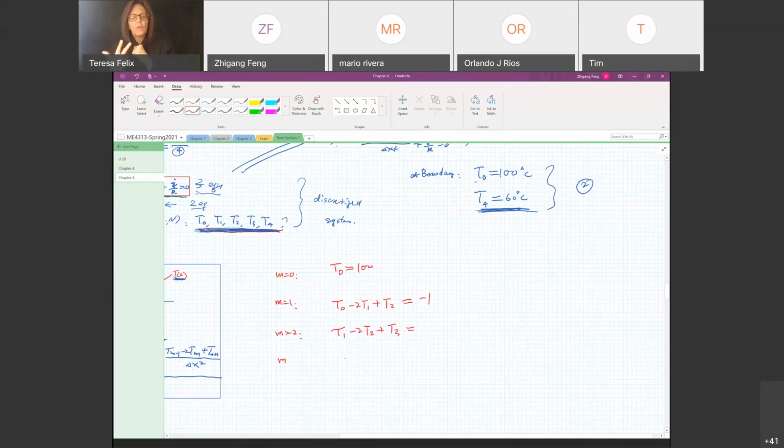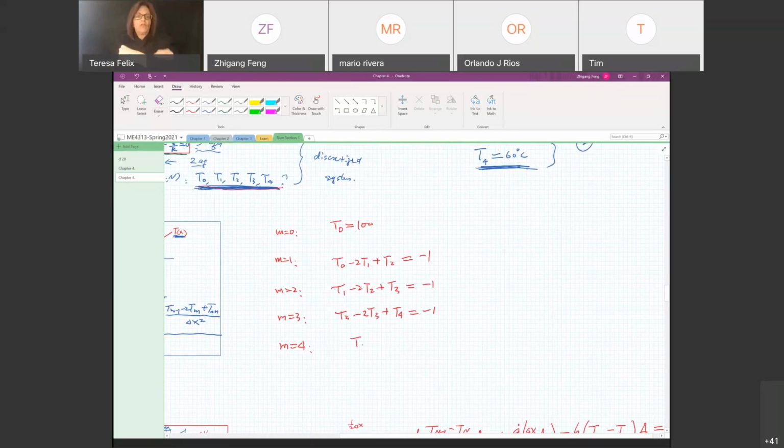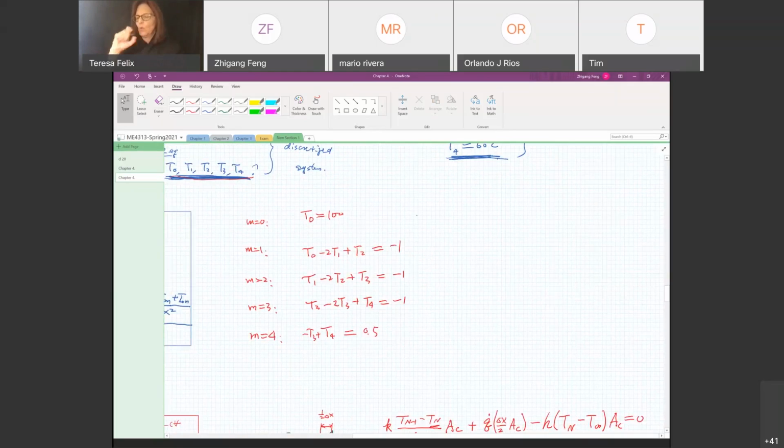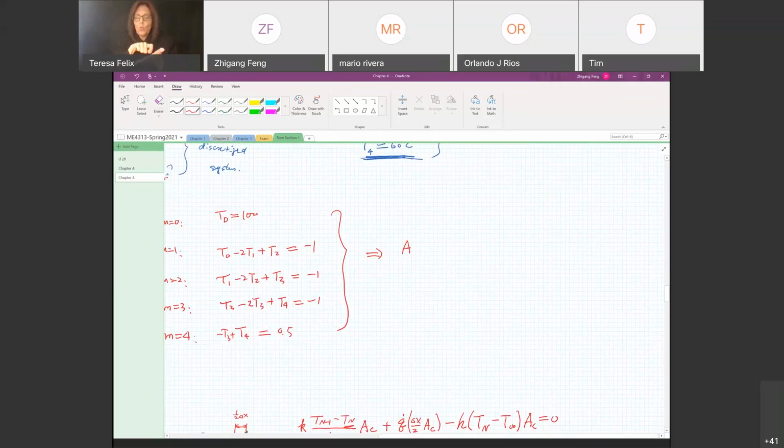Internal node 3, I have another algebraic equation. And the boundary node 4, let me make up an equation based on the conservation of energy. I found the T4, minus T3 plus T4 equal to, let's say, 0.5. So I have a total of 5 equations, and I can write it as a matrix equation, AX equal to B. So A is called the coefficient matrix.